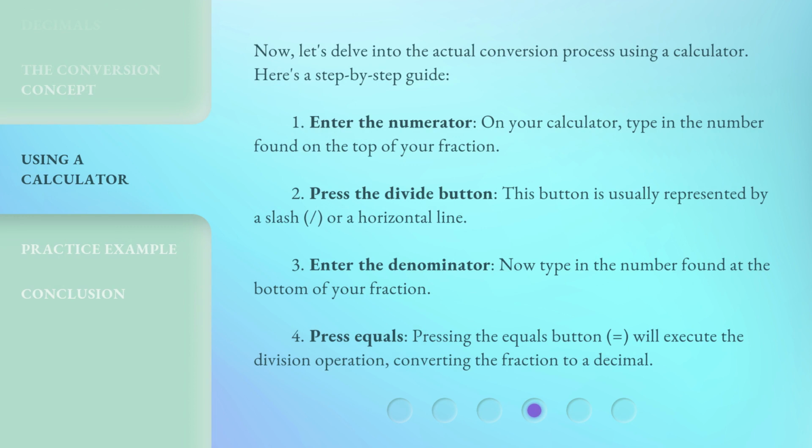Now, let's delve into the actual conversion process using a calculator. Here's a step-by-step guide. 1. Enter the numerator. On your calculator, type in the number found on the top of your fraction. 2. Press the divide button. This button is usually represented by a slash, or a horizontal line. 3. Enter the denominator. Now type in the number found at the bottom of your fraction. 4. Press equals. Pressing the equals button will execute the division operation, converting the fraction to a decimal.